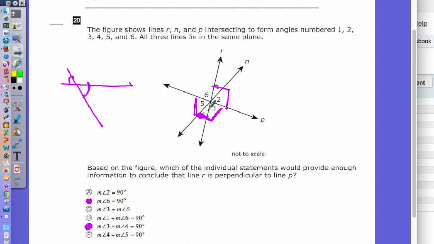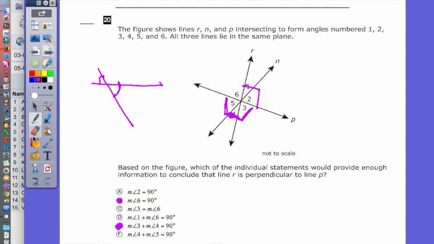Oh wait, is that one right also? Yeah. No, it's... Oh, I messed up. Okay, I messed up. Sorry, hold on. I screwed up. Oh, Mrs. Falk, that's so exciting. You're not perfect. Not even close. Sorry. 3 and 4 are the intersection of P and N. 4 and 5 create a right angle for line P and line R.